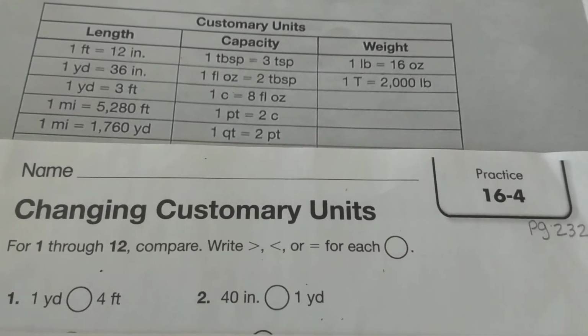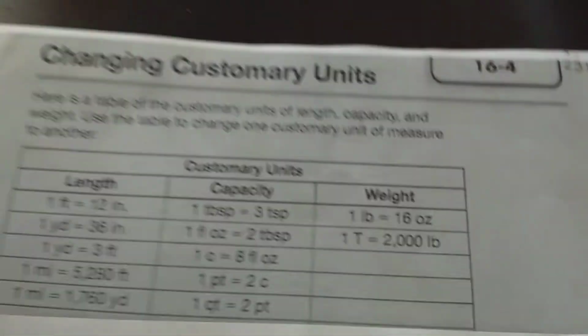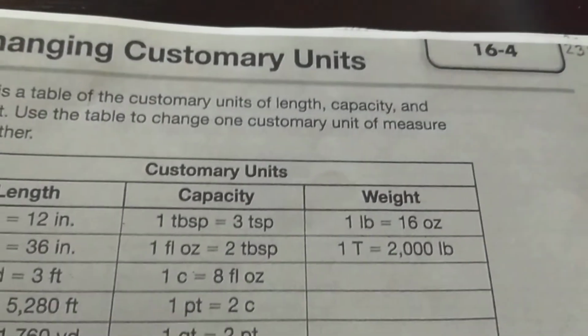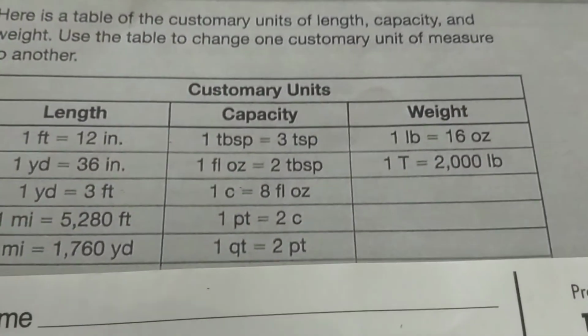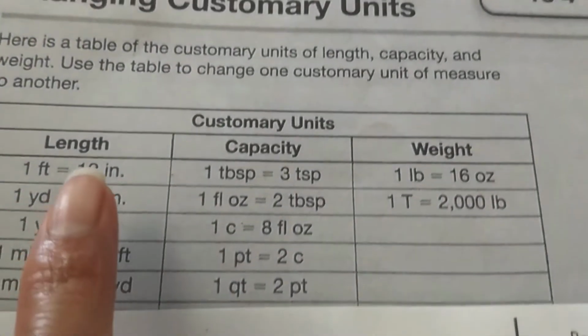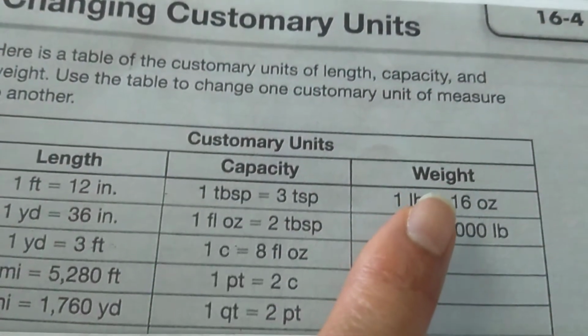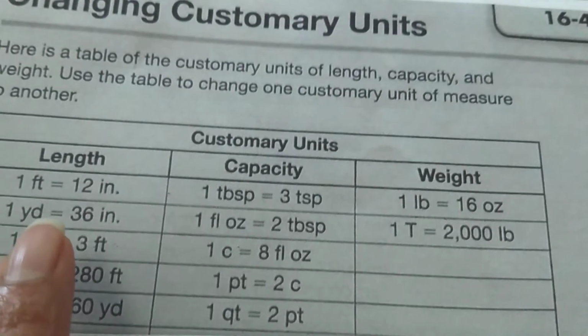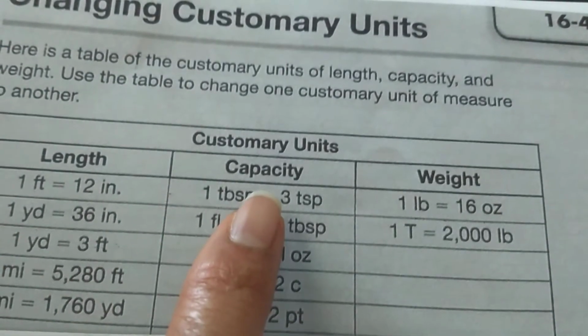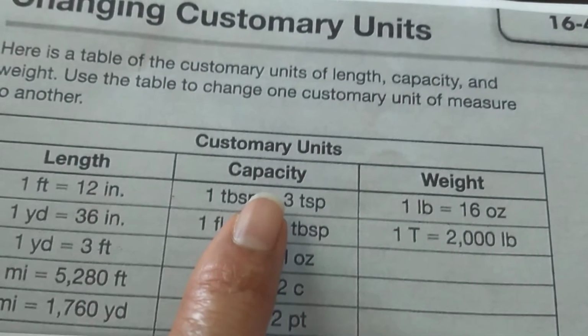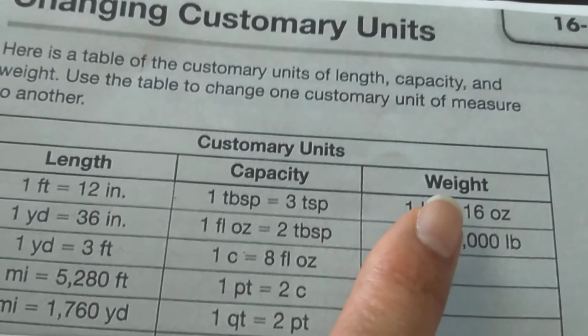Okay, so let's look at your chart for one moment again. Let's review. We're looking at length for unit of measurement, capacity, and then your weight, right? Length is for how long something is. Capacity is the amount a container can hold. Weight is how heavy an object is.